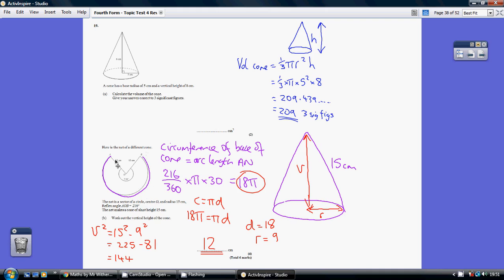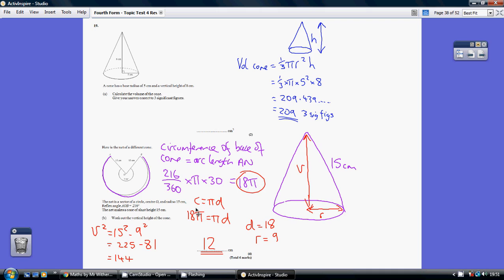So the circumference of a circle is pi times diameter, so pi times 30. Diameter is 30. So what fraction of that complete circumference? Well, 216 over 360 is worth. Multiply that out, that is 18 pi. So the circumference of our base is 18 pi.